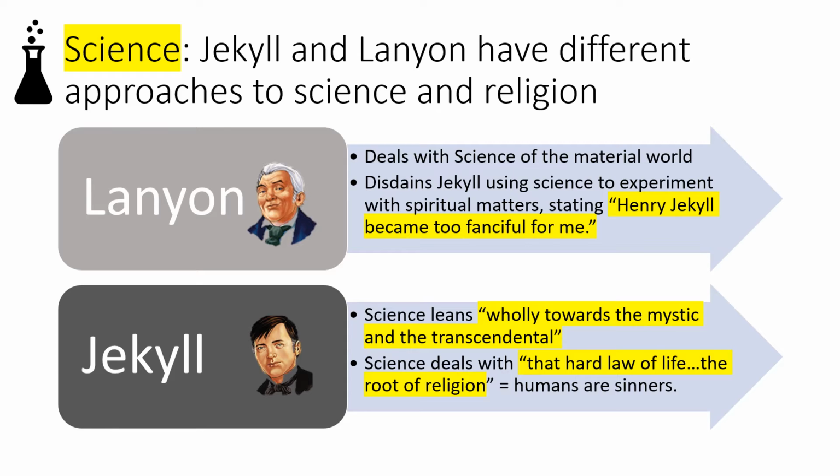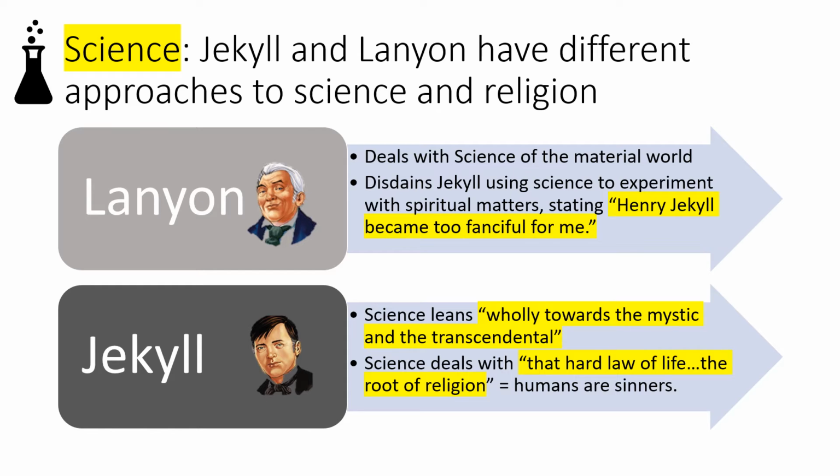This idea that he finds he's got a problem, some kind of issue he has to deal with in a scientific way. But rather than deal with it in a logical way like Lanyon would, he tries to deal with it in a mystical way. He tries to get underneath the skin of humanity, as it were, and he tends to use his science to deal with, as it says in the second quotation here, that hard law of life, the root of religion.